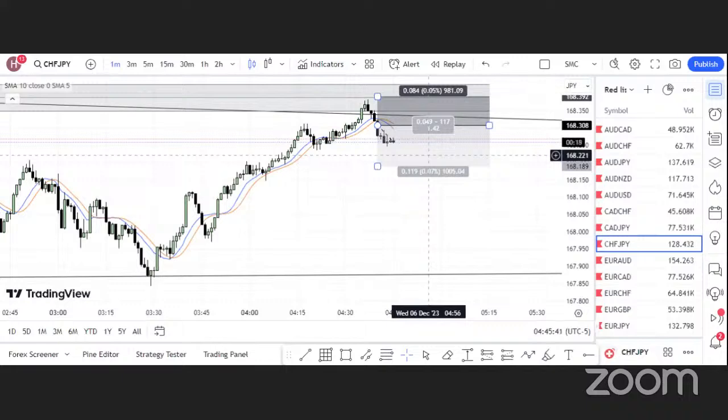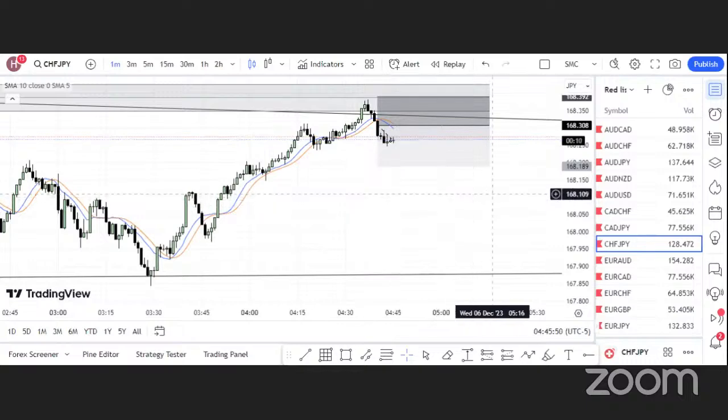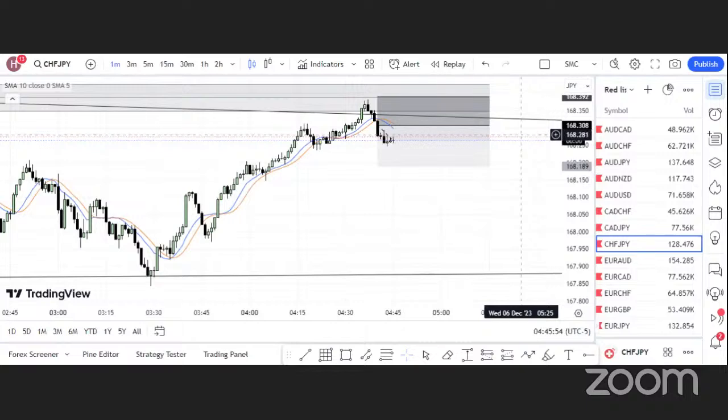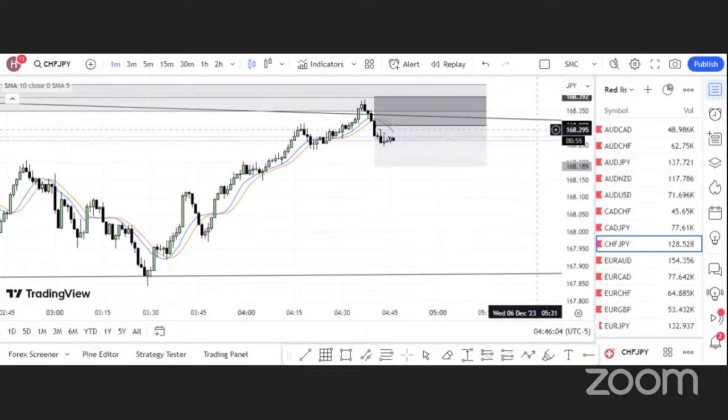So a few seconds more to the end of this 1 minute candle. If this market comes back to this level and closes with a bullish candle, we might most likely close. Okay, good, good.